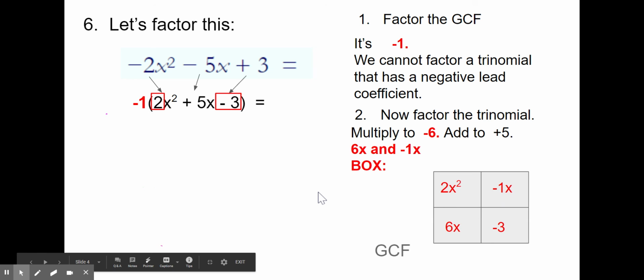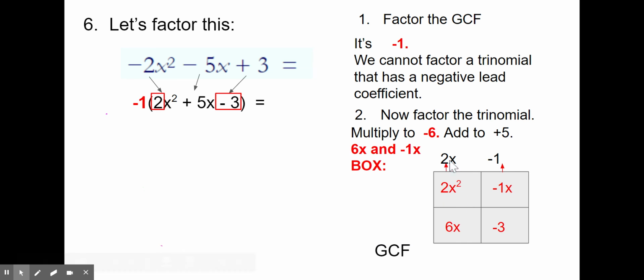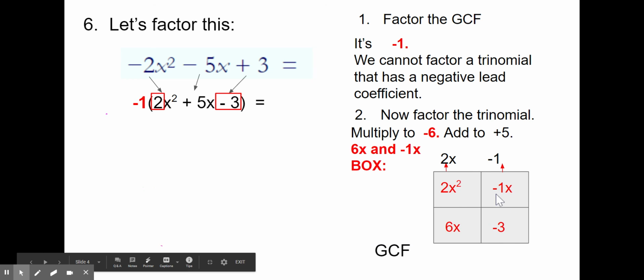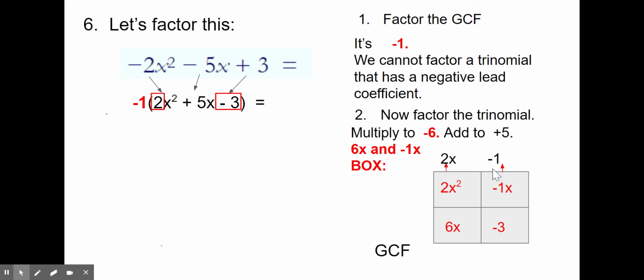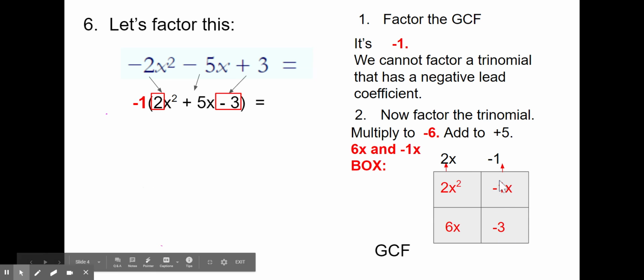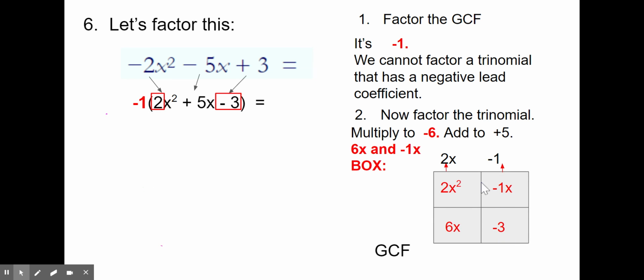Now I find the GCF. If I find the GCF of 2x squared and 6x, well, the GCF of 2 and 6 is 2, and of x squared and x is x, so that results in 2x. My GCF of negative 1x and negative 3 has to be a negative 1, because remember, I can't have this negative lead coefficient. So because there's no other GCF in 1 and 3, I factor out negative 1.